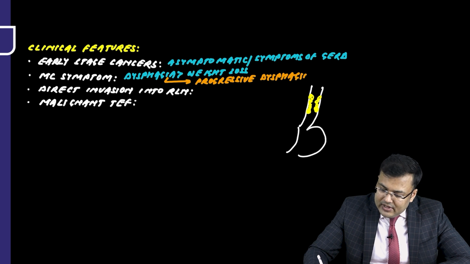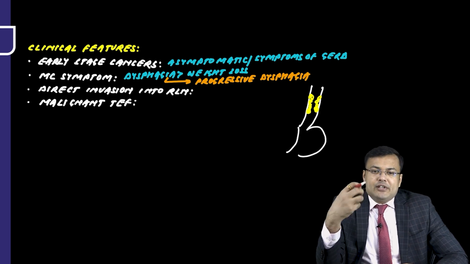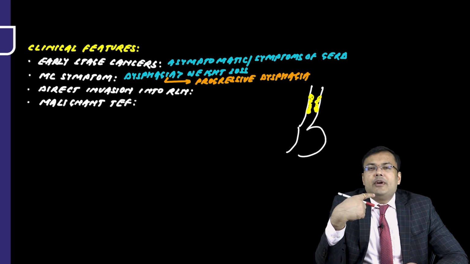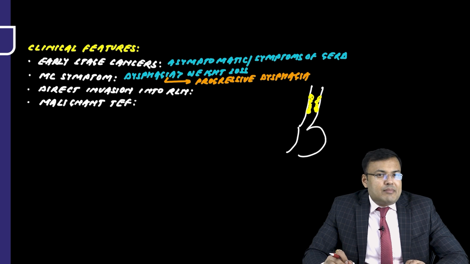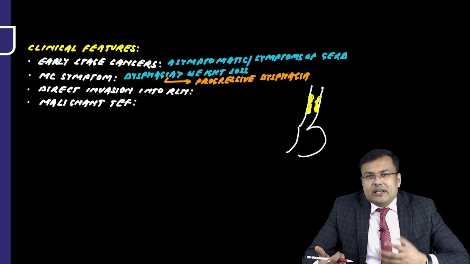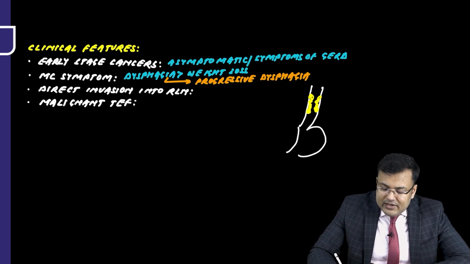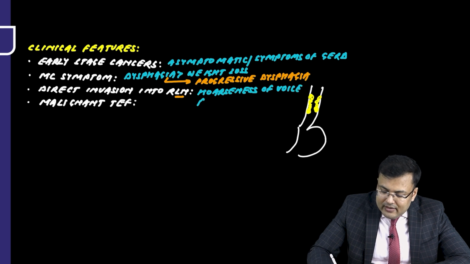Clear? Now imagine there is direct invasion of this tumor into the recurrent laryngeal nerve. Because of direct invasion into the recurrent laryngeal nerve, what is the manifestation? The patient will have hoarseness of voice, or sometimes vocal cord paralysis. So direct invasion into the recurrent laryngeal nerve can lead to hoarseness of voice and vocal cord paralysis.